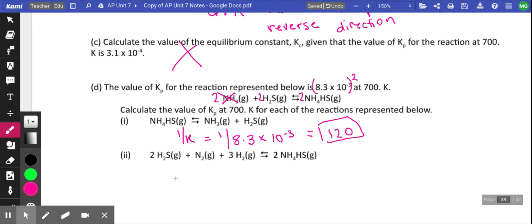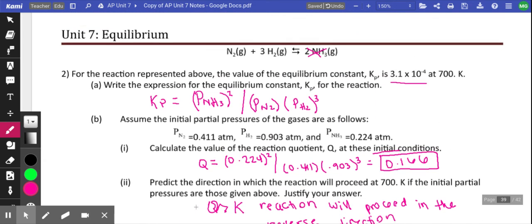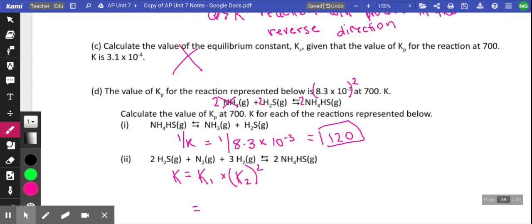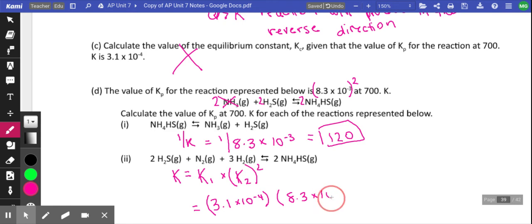So to calculate my K for this equation, it's going to be the K from the first reaction that I didn't alter times this second K value, I'm going to call that K2, and this value was squared because I multiplied that whole reaction by 2. So I'll end up taking, again, that K1 value was 3.1 times 10 to the negative 4, and that's unaltered because I didn't alter that reaction, and then times the second K value was 8.3 times 10 to the minus 3, and that's squared.